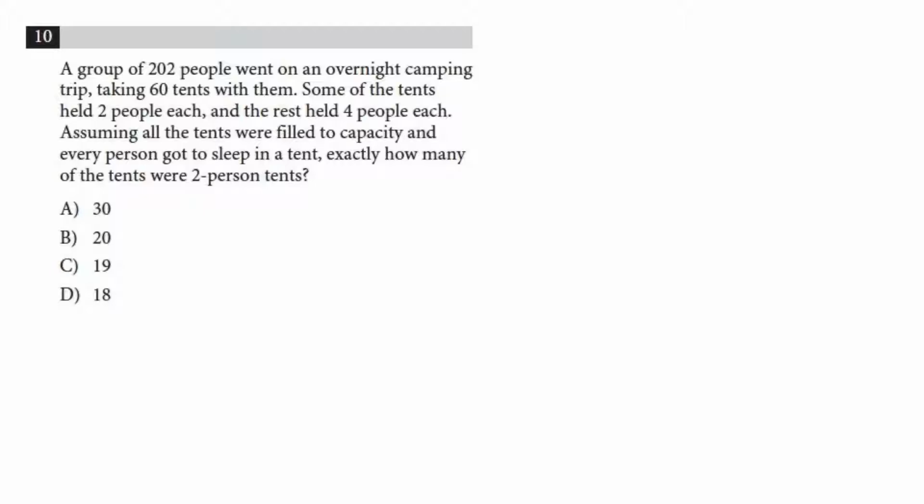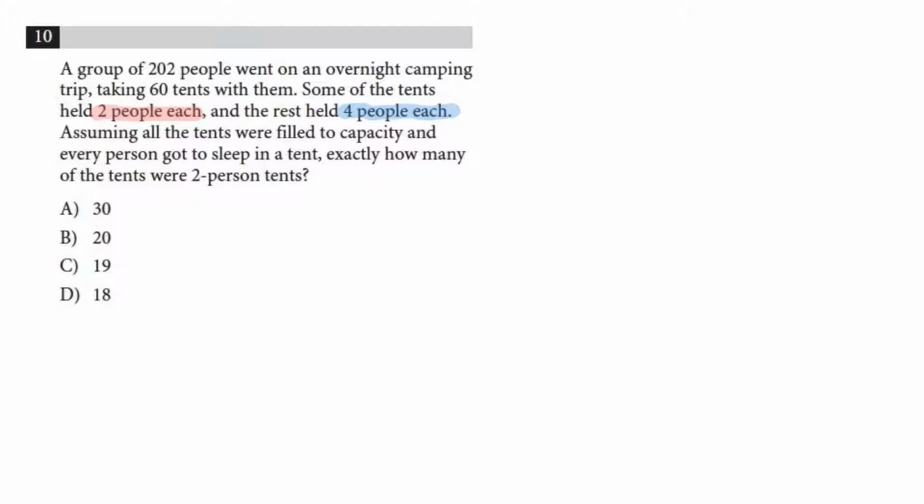Number 10. A group of 220 people went on an overnight camping trip, taking 60 tents with them. Some of the tents held 2 people each, and the rest held 4 people each. Okay, so that's going to be significant. So there's some of them, the two-person, and then we have some 4-person tents. Assuming all tents were filled to capacity, and every person got to sleep in a tent, exactly how many of the tents were 2-person tents?